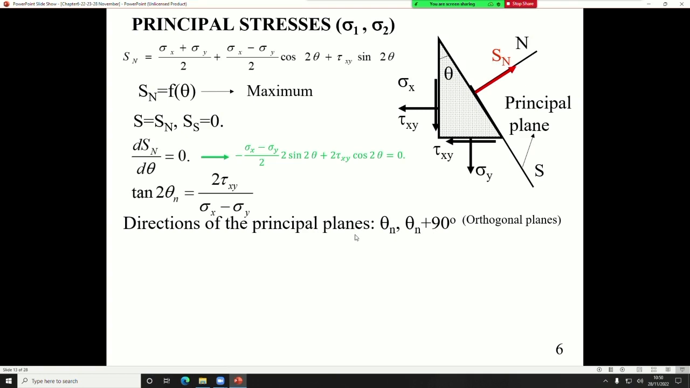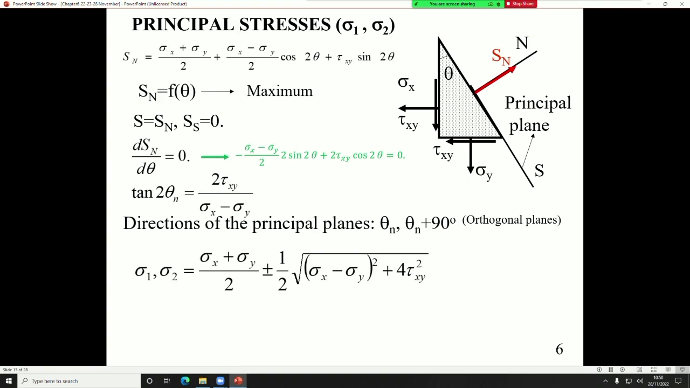So I have the orientation of the two planes. Tangent of 2 theta n is equal to this term. If I've got tangent of an angle, I can find its sine and its cosine. If I do that, using this equation I find sine of 2 theta n and cosine of 2 theta n, and substituting in the top equation, I find two stress values, which we call principal stresses. Obviously, one of them is bigger than the other one. We call it maximum principal stress.